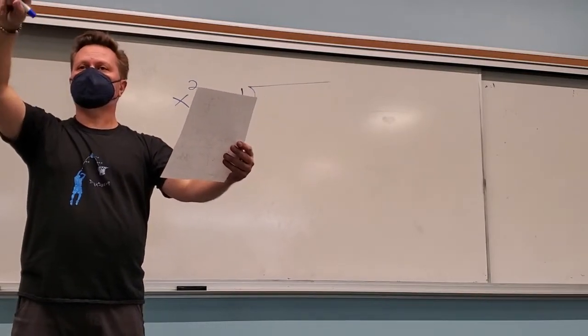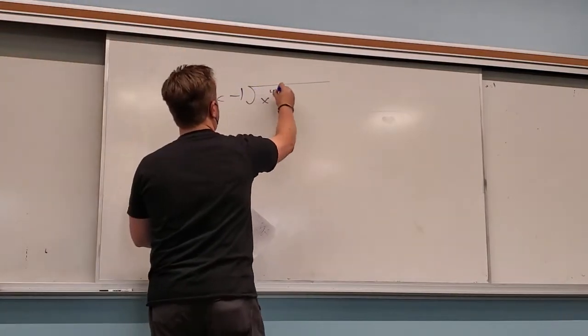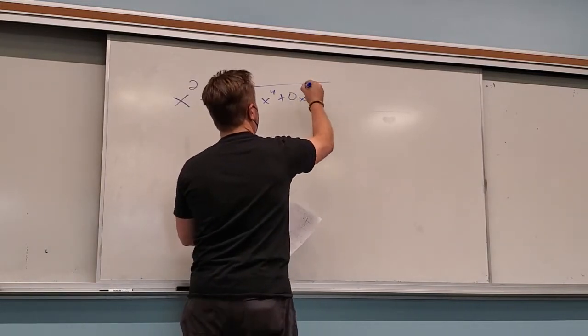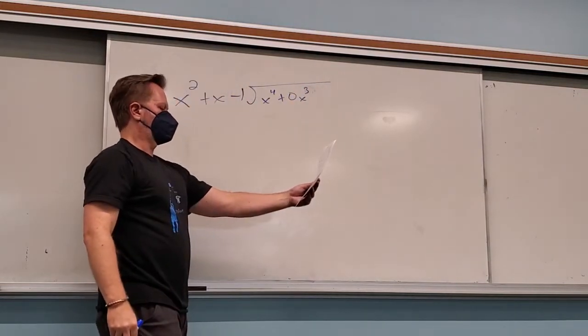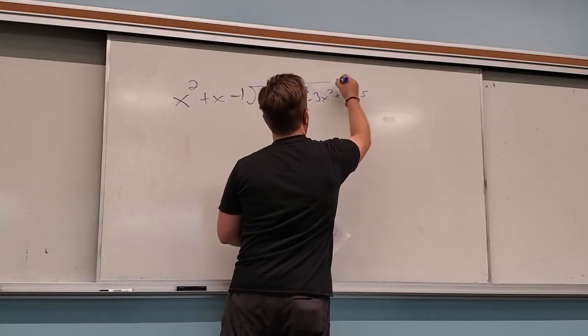X cubed. So what's the coefficient of x cubed? 0. So I have x to the 4th plus 0x cubed, minus 3x squared plus x squared plus x plus 5.